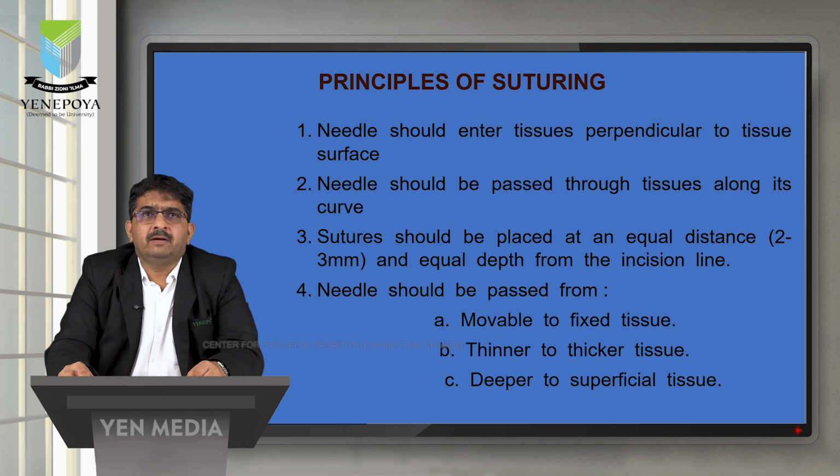It is always important to know the principles of suturing. First and foremost, we should hold the needle at a distance of around 2/3 from the tip and 1/3 from the eye of the needle, and the needle should enter the tissues perpendicular to the surface. The needle should be passed through the tissues along its curve, and it should be placed at an equal distance and equal depth from the incision line so that uniform closure is achieved.